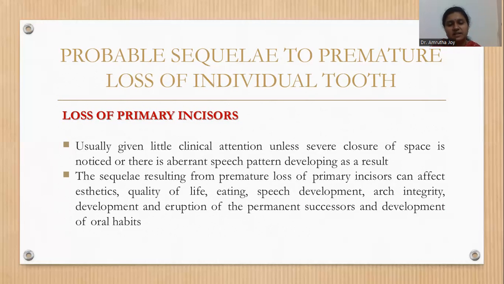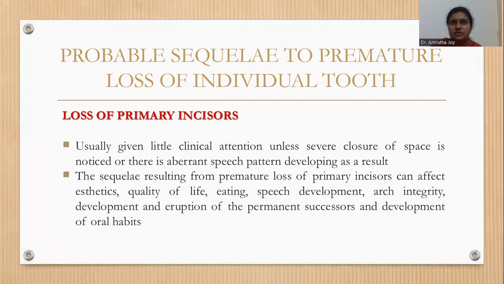So, if primary incisors are lost at an early age, there is an increased chance of development of aberrant habits such as tongue thrusting, because space is available in the anterior segment. The child shows a tendency to thrust or push the tongue into that particular space. That may later develop into a tongue thrusting habit.